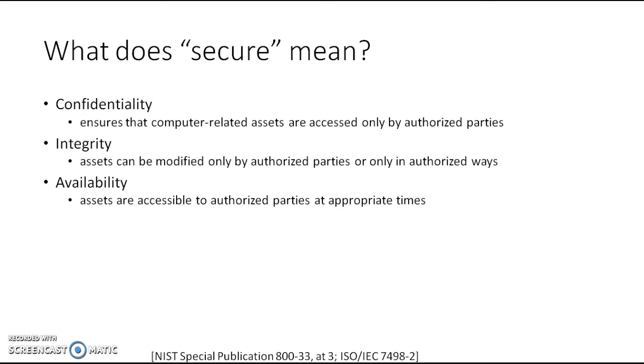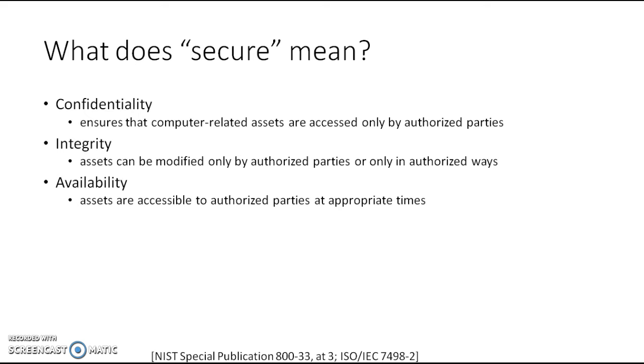The next one is availability. Availability is about assets being accessible to authorized parties at appropriate times. You might have seen some websites or services write 24/7. So it means the data is available 24 hours a day and 7 days a week. Okay. So availability means assets are accessible to authorized parties at appropriate times.